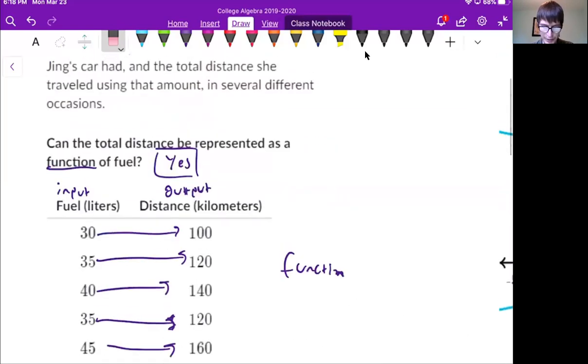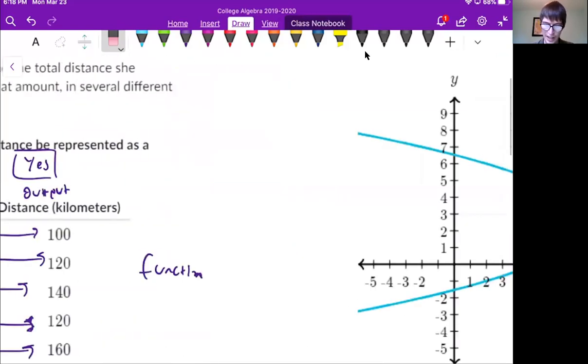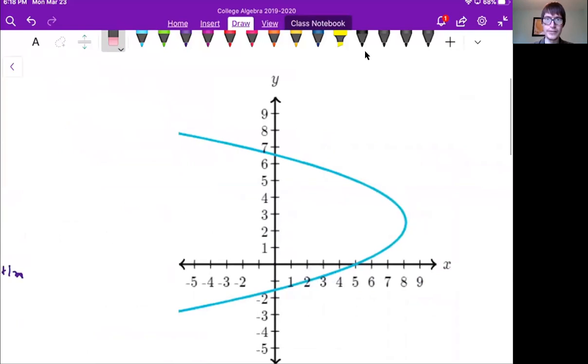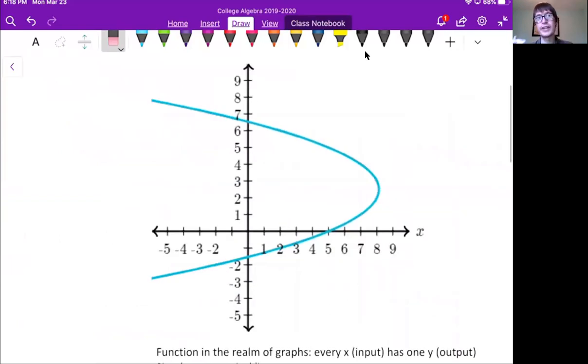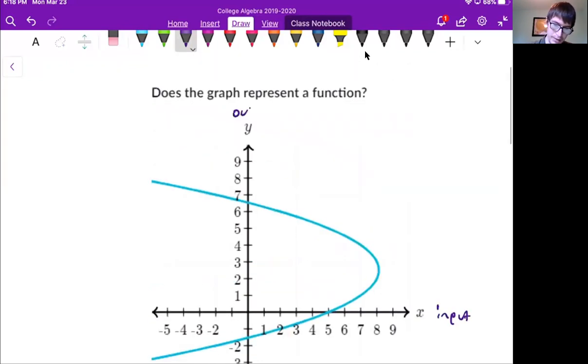Okay, actually, before we get to domain, let's look at how this looks in the realm of graphs. When you try to figure out if something is a function in terms of a graph, you want to figure out if every input has one output. And we can check to see if this is the case here. Let's see, the inputs are x. Again, x is input, and y's are outputs.